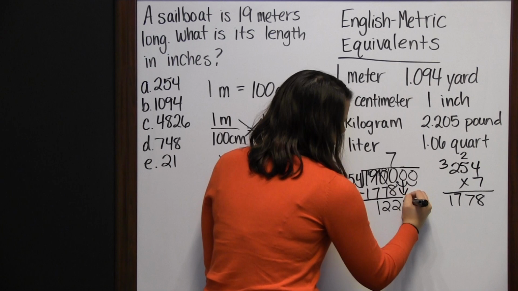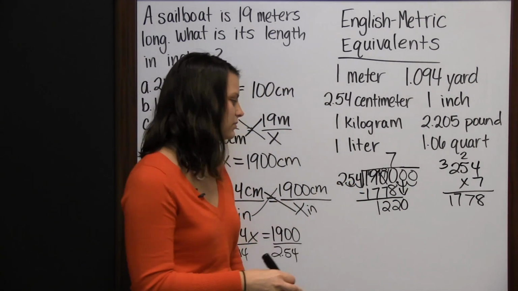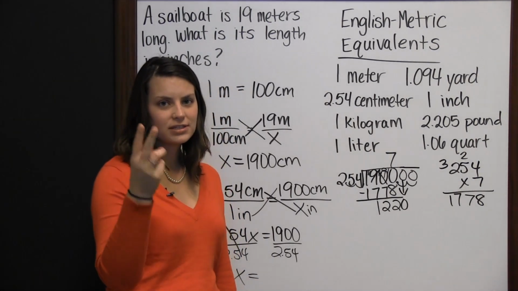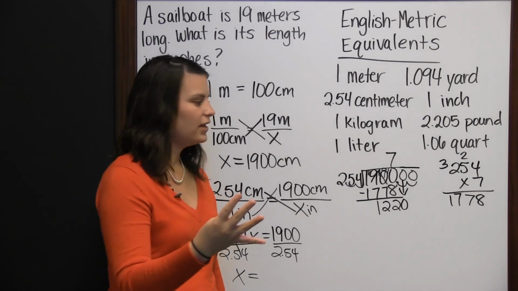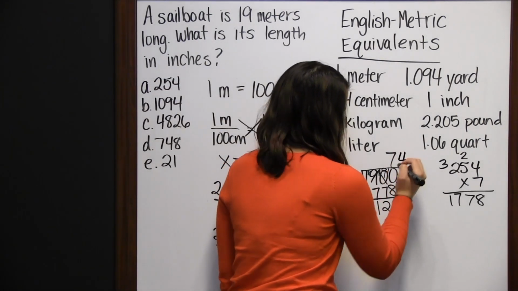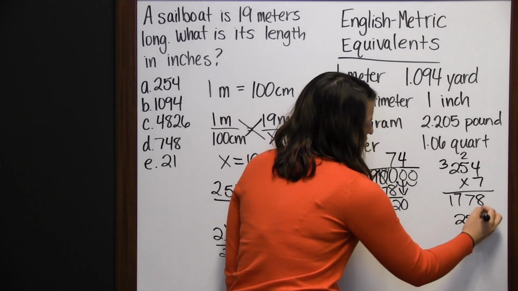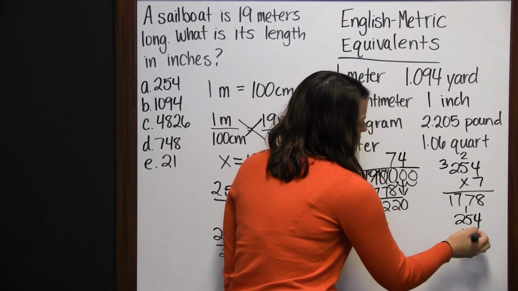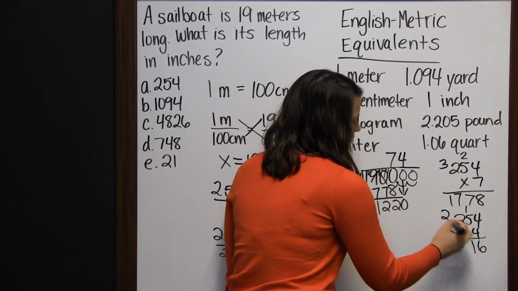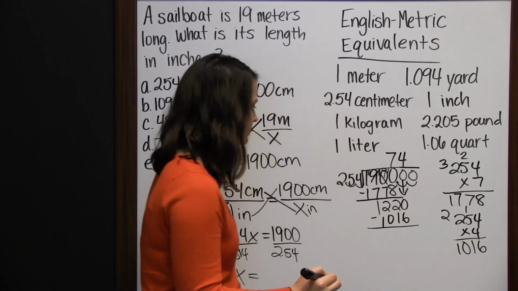So now we bring down our next 0. And again, we can use that 250 rule to see how many times it goes into 1,220. So 250, 500, 750, 1,000. And then it would be 1,250, but 1,250 is too much. So it only goes 4 times. So let's see, 254 times 4. 4 times 4 is 16, carry the 1. 4 times 5 is 20, plus 1 is 21. 4 times 2 is 8, plus 2 is 10. So that's 1,016.